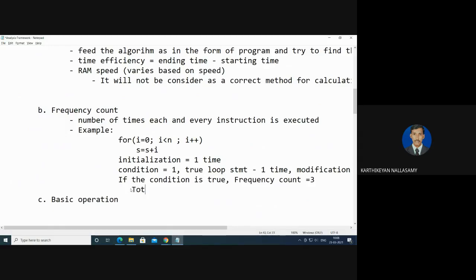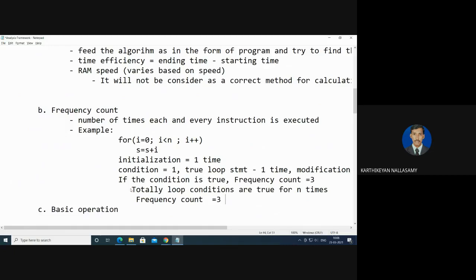So totally the loop statements are executed, means the loop conditions are true for n times. If it is true for n times, therefore the frequency count for condition true, என்ன அப்படின்னா, is 3 into n, because ஒரு time work ஆகும்போது வந்து the frequency count is 3, so that it takes 3n times.